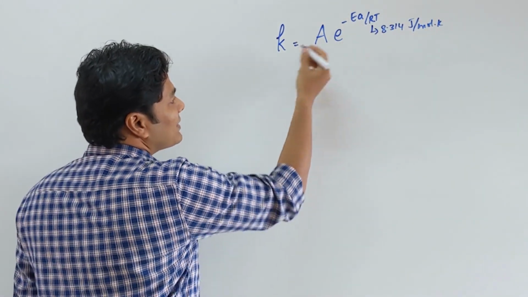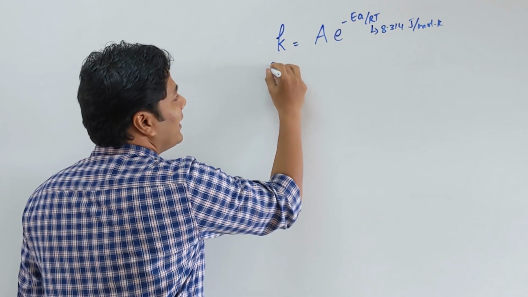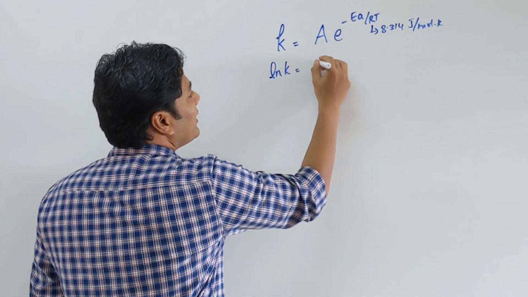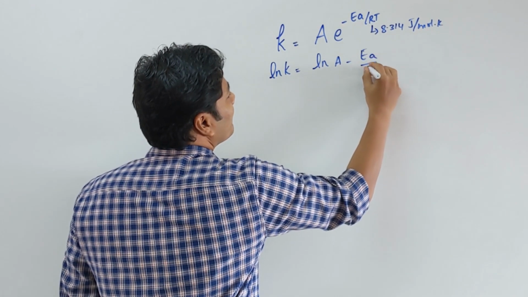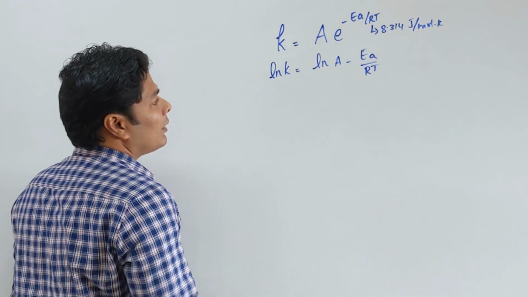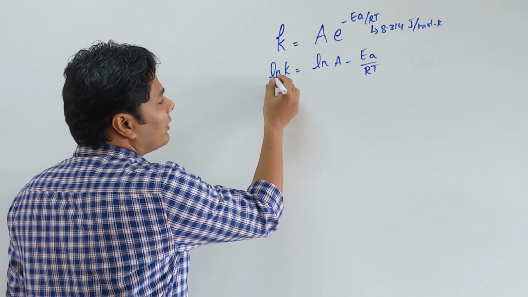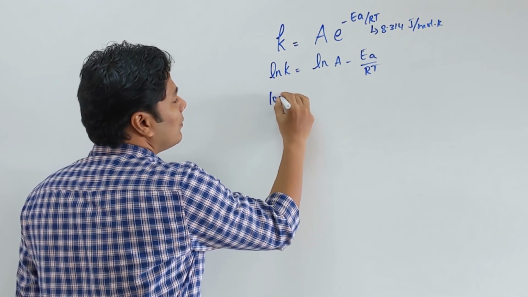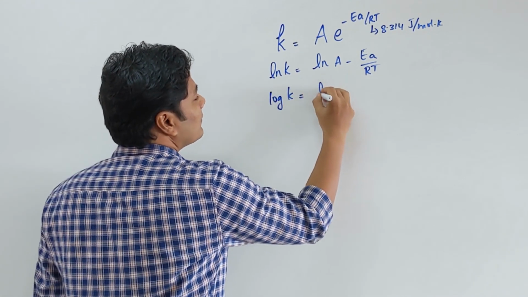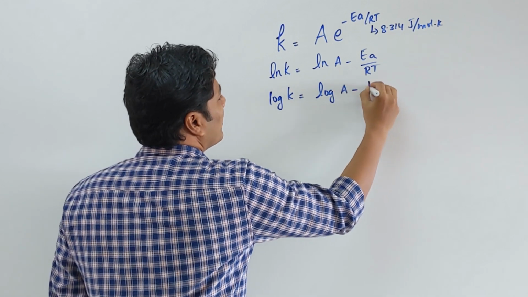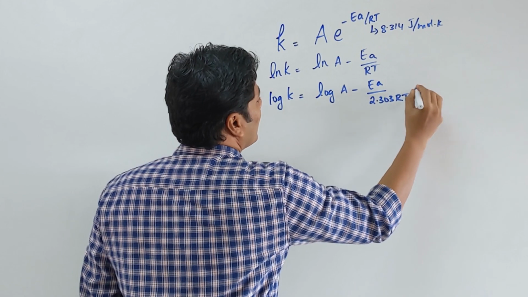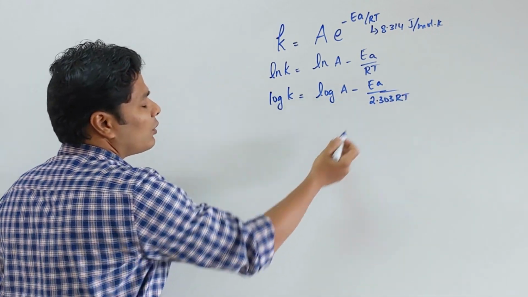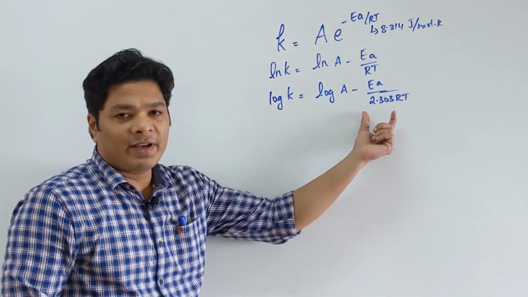Now, obviously for this equation we take ln on both sides. Ln K equals ln A minus EA by RT. Now we can also convert this to log. It comes to log K equals log A minus EA by 2.303 RT. I have just taken 2.303 out of here and basically divided.